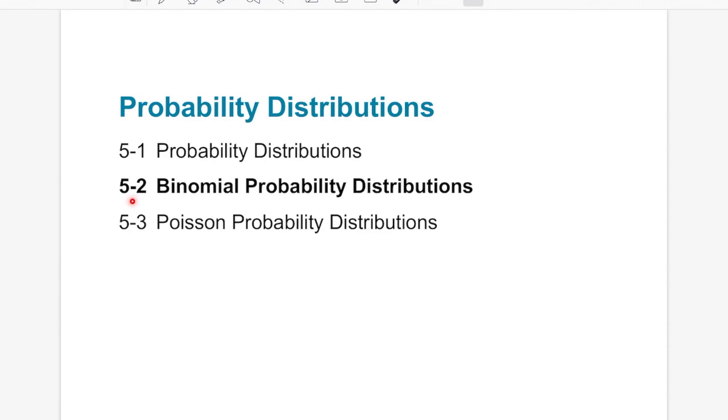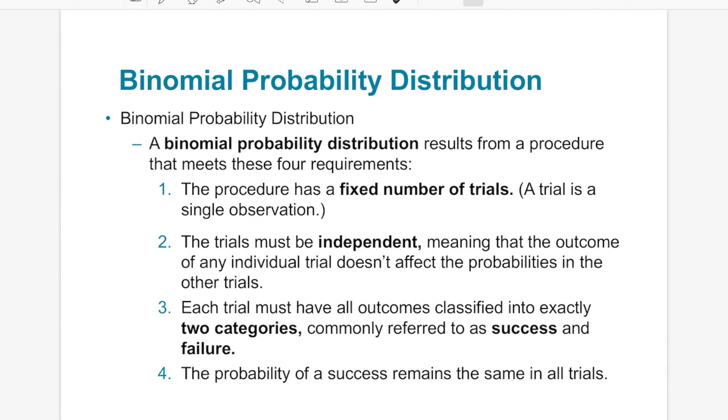Section 5.2, Binomial Probability Distributions. A binomial probability distribution results from a procedure that meets these four requirements.